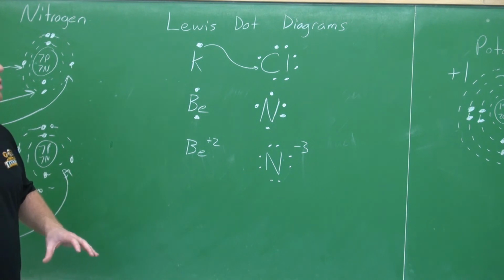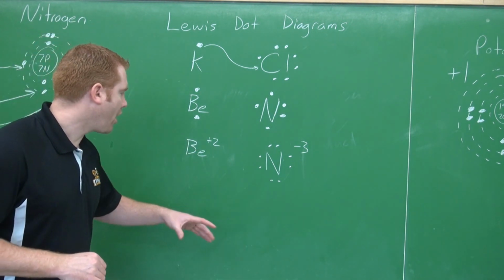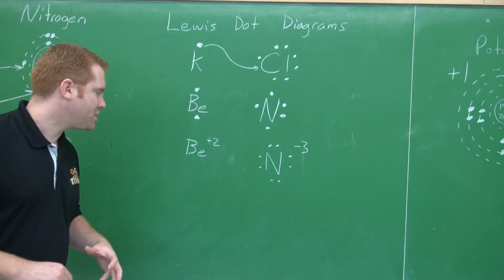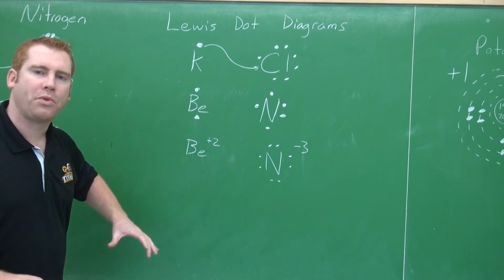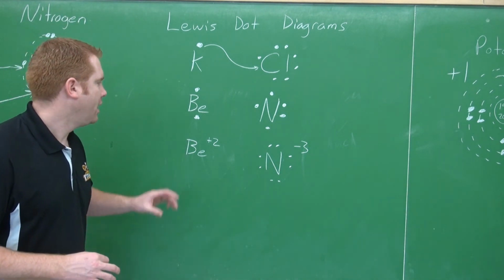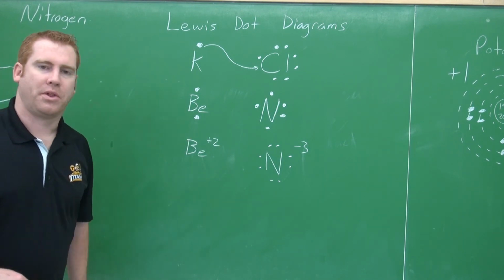So we can draw the Lewis dot diagram very easily, and we can also draw the Lewis dot diagram of the ion. You'll notice here that I didn't put any dots around the beryllium ion because we're trying to show the original valence orbit. And now that orbit, because it's lost those 2, does not have any, and that's why there are no dots.